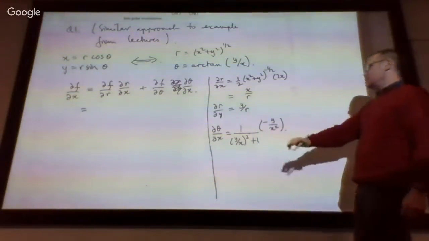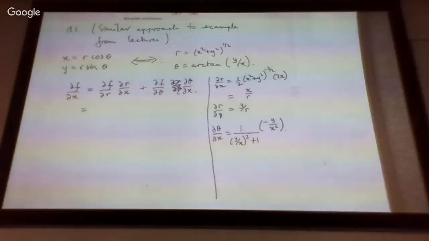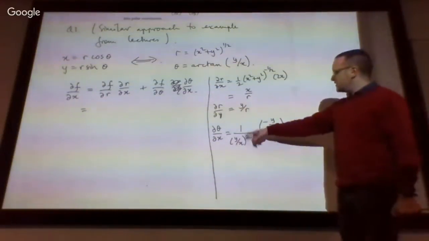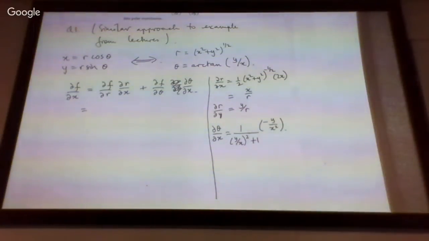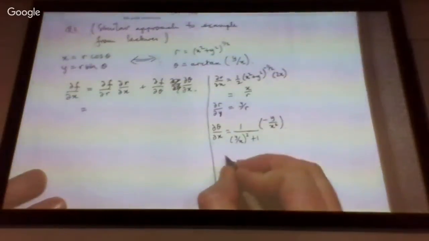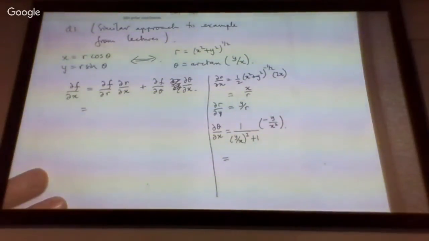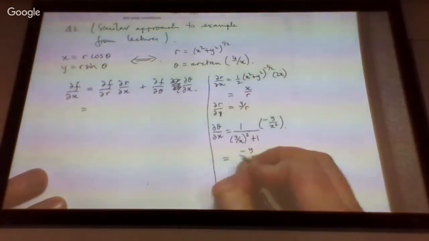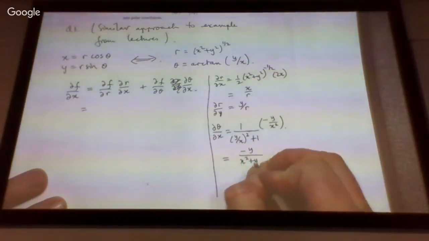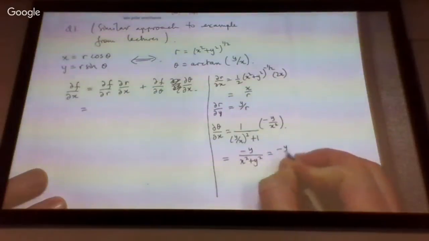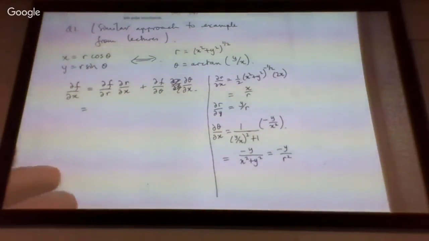So that looks like a big mess there, except it would benefit from multiplying above and below by x squared, because there's an x squared in the denominator, both above the line and below the line. When you do that, you get minus y over x squared plus y squared, but that can be written even more compactly as minus y over r squared.